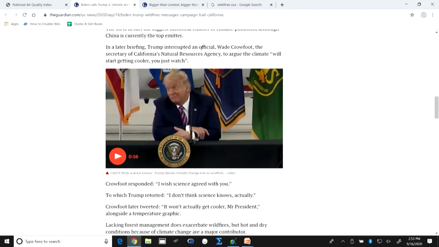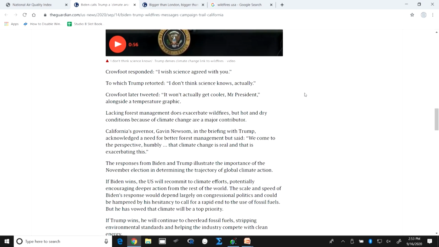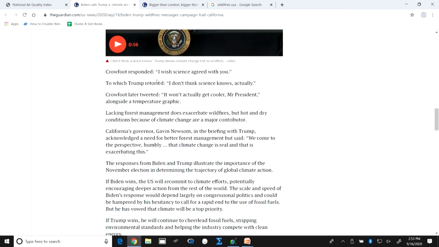And Trump interrupts somebody else to say, it will start getting cooler, you just watch, meaning the climate will just start getting cooler. And here is the exchange that is shuddering, because we are all concerned with science, meaning proven facts. We make decisions based on reasonable, knowledgeable analysis of facts. The whole thing is facts. But obviously now it is fake news and such out there. So, here the person responded, "I wish science agreed with you." And the President of the United States says, "I do not think science knows." See, that is the issue that we have out here.